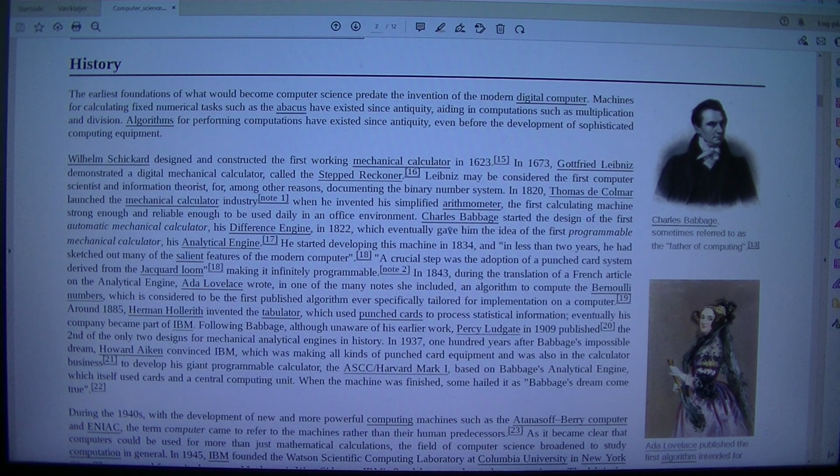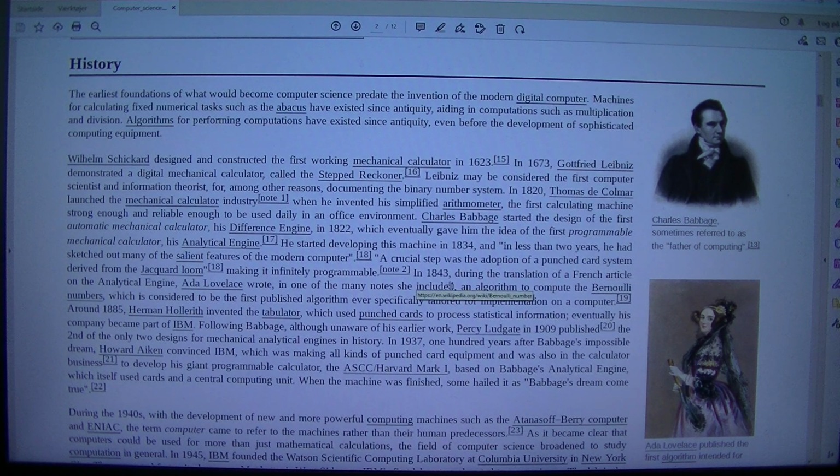Charles Babbage started the design of the first automatic mechanical calculator, his difference engine, in 1822, which eventually gave him the idea of the first programmable mechanical calculator, his analytical engine. He started developing this machine in 1834, and in less than 2 years, he had sketched out many of the salient features of the modern computer. A crucial step was the adoption of a punched card system derived from the Jacquard loom, making it infinitely programmable.